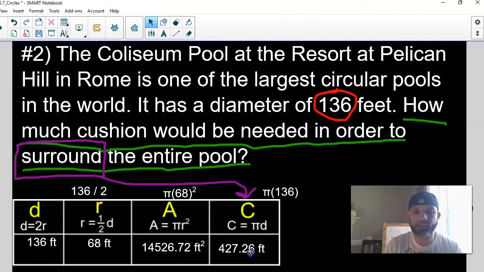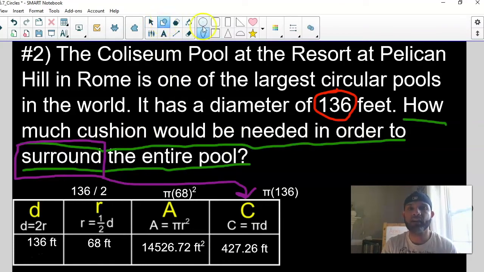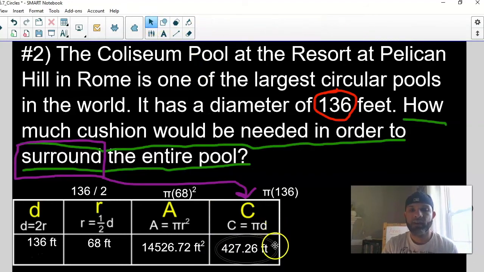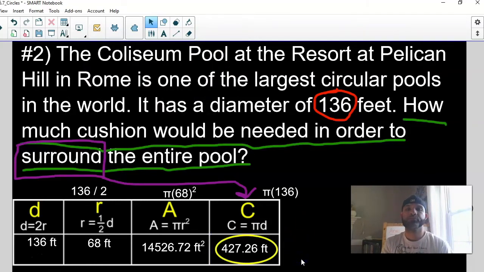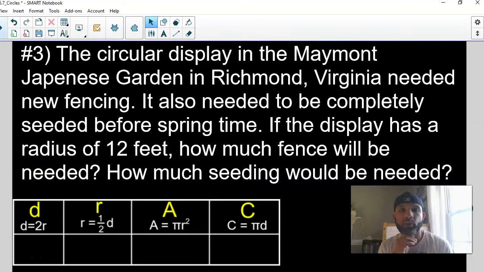Area is the only one that has a square unit measurement. So how much cushion would be needed in order to surround the entire pool? There's our answer right there. They're going to need 427.26 feet of cushion. All right. Last question, number 3. Pause the video. See if you can figure it out.